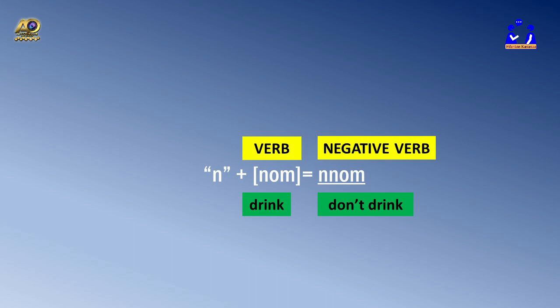Let's look at the last verb that begins with an N in this lesson. That is nua, nua. And nua is to cook, cook. To negate this one, we carry on the same principle. So we add N to the front of this verb. Then we have nua, nua.